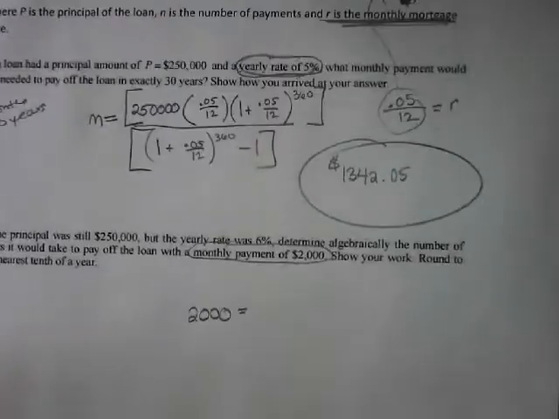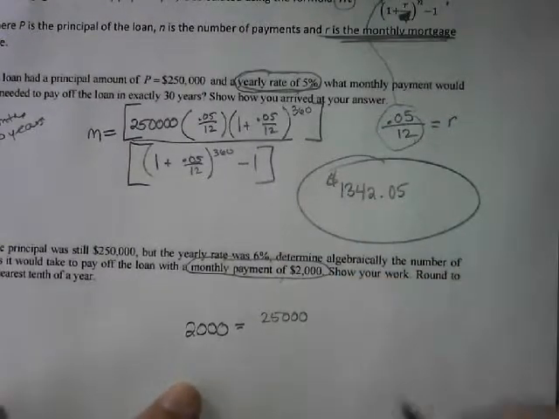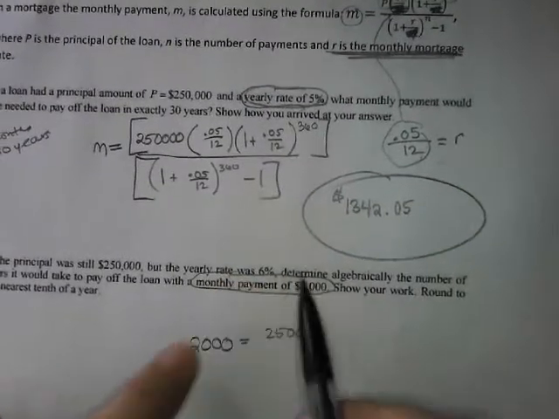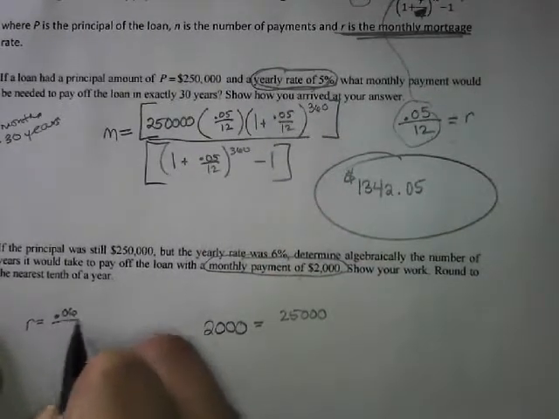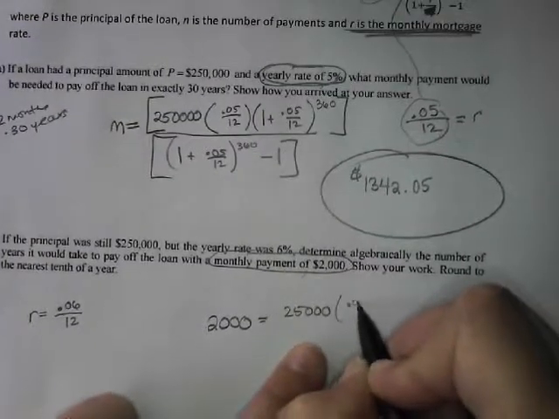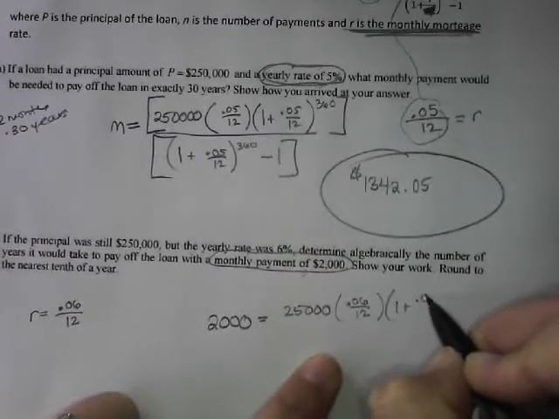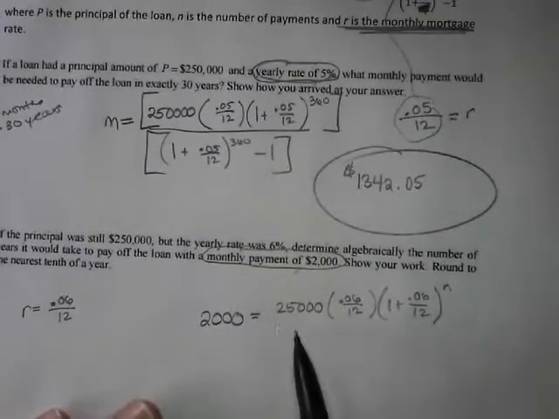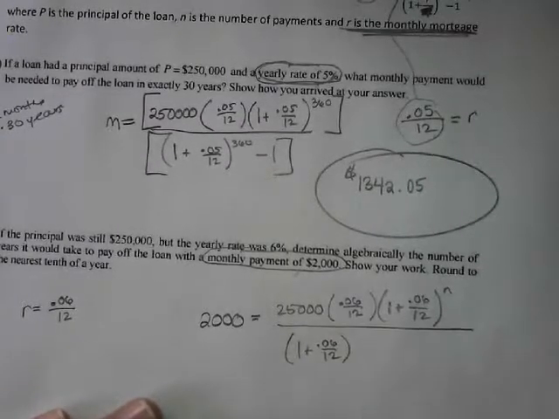Our principal is still $250,000. The yearly rate is 6%. So if the yearly rate is 6%, the monthly rate, R, is 0.06 divided into 12 parts, right? So that would be 0.06 over 12. And then 1 plus 0.06 over 12 to the nth power divided by 1 plus 0.06 over 12 again for our R to the nth power again minus 1.